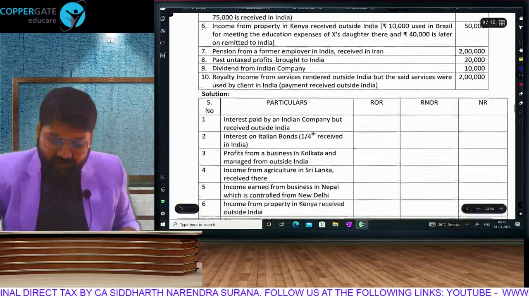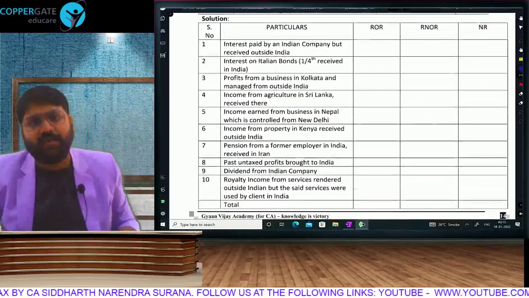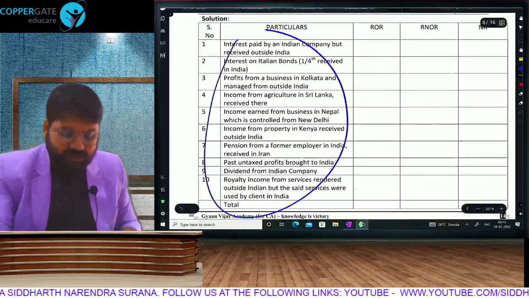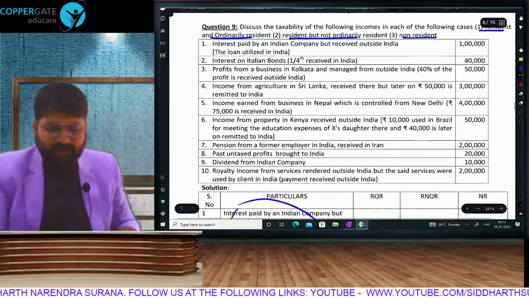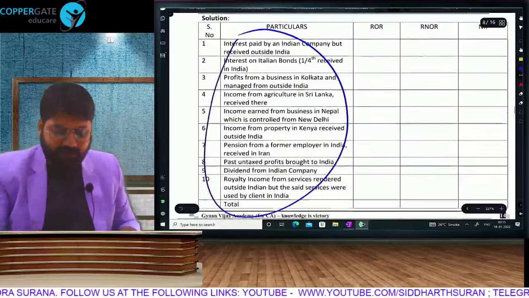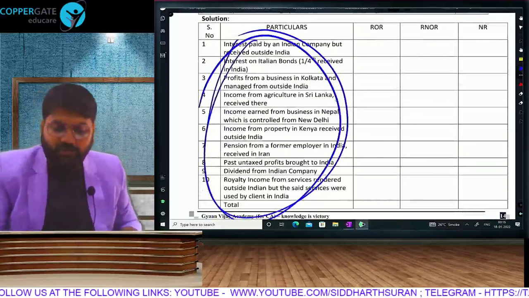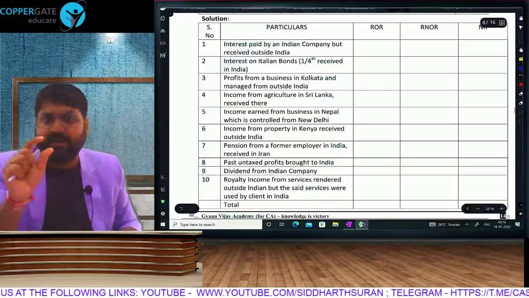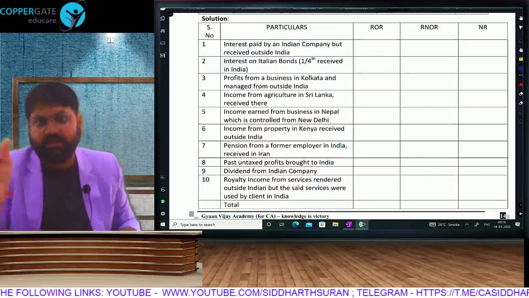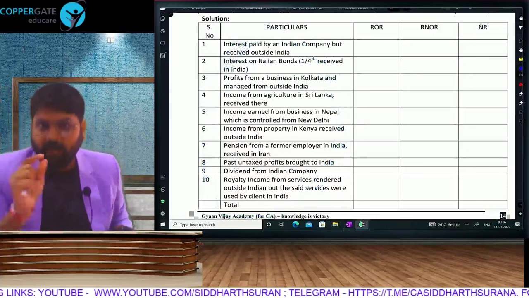And for solving this sum, if you observe the same incomes, only to write them, so the particulars column is directly copied. Can I say this is the question from the particulars column? I have already copied, so we don't have to write the name of the income again. I have also made for you the three amounts column, because the particulars is same. Can we solve the sum in a columnar manner? ROR column, RNOR column and non-resident column.